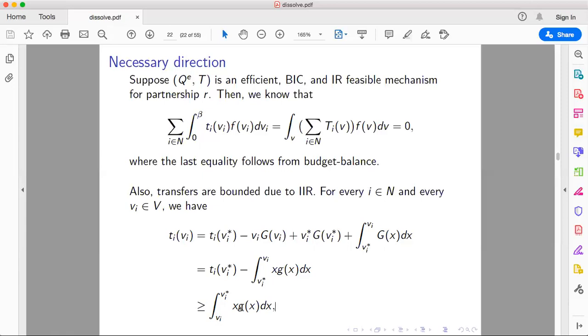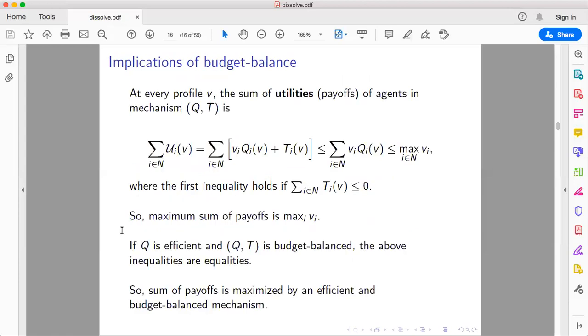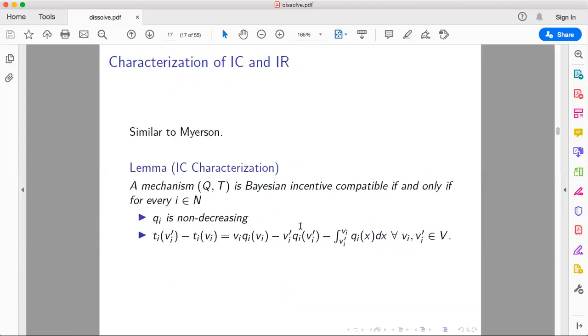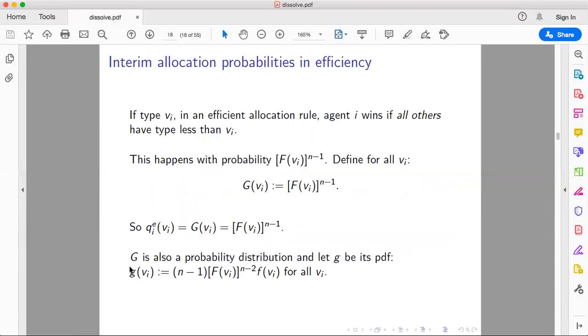Sir, also can you please explain how we got this first equality? The first equality comes from the revenue equivalence formula. Remember, this is the formula, right? Any Bayesian incentive compatible mechanism is like this. So here, if you set VI prime equal to VI star, and you use the fact that QI is the efficient rule, so QI VI is equal to G of VI, then you will exactly get that. Okay, sir.